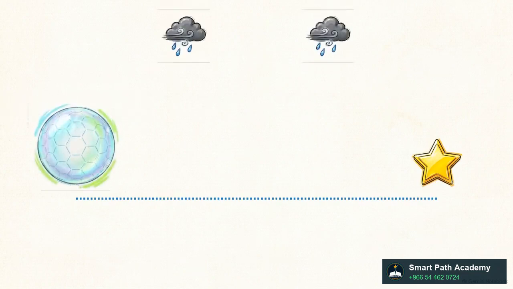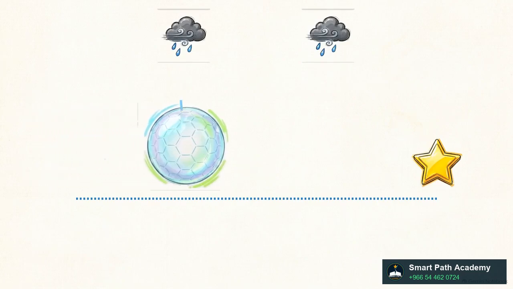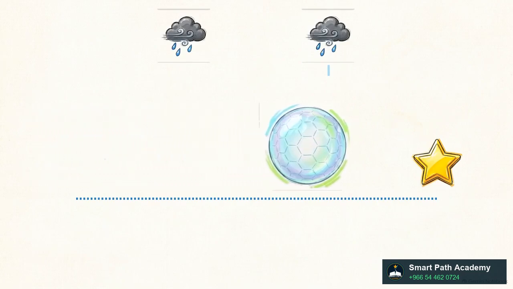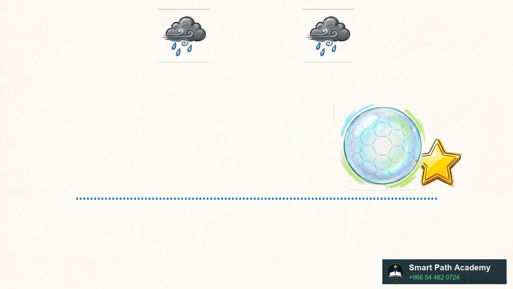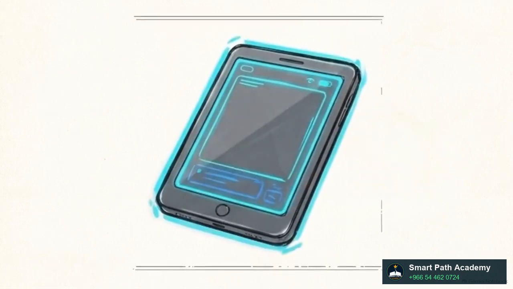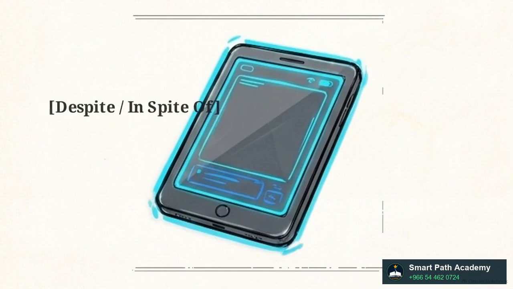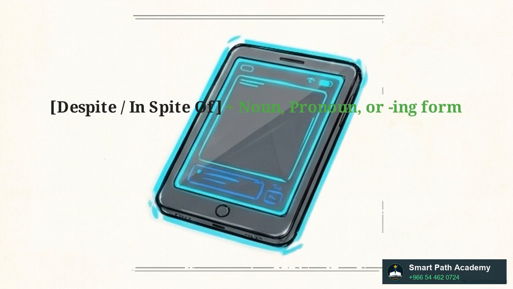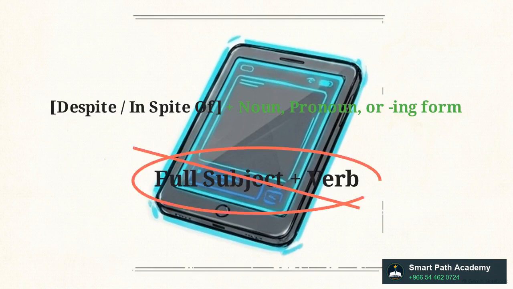Look at this path. The words despite and in spite of are tools we use to show a character moving forward and overcoming an obstacle, like pushing through rain or heavy wind to reach a goal. To build this path correctly, you need to use this formula block. You must place despite or in spite of immediately before a short form, a noun, a pronoun, or an ing word. You never place them before a full subject and verb.